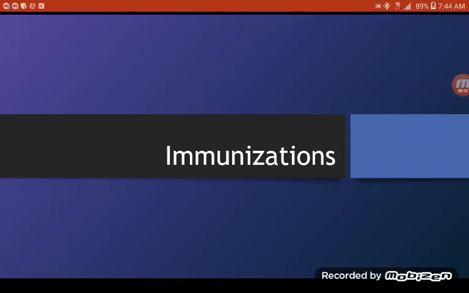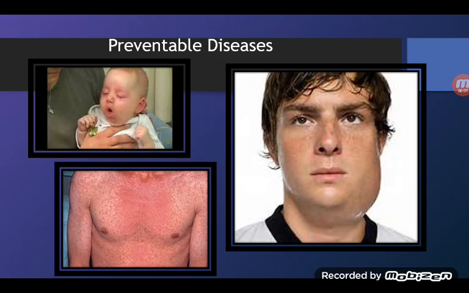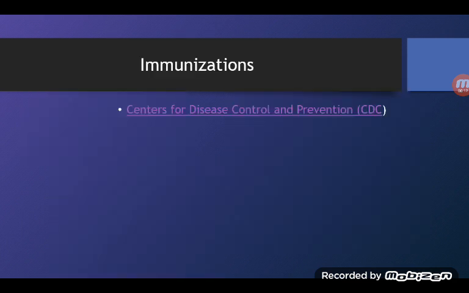Now we look at immunizations. There are preventable diseases that we get immunizations for. Things like whooping cough or pertussis, mumps, and measles. The immunization calendar and when each person should get their immunizations changes all the time. You can refer to the recommendations put out by the Centers for Disease Control and Prevention.